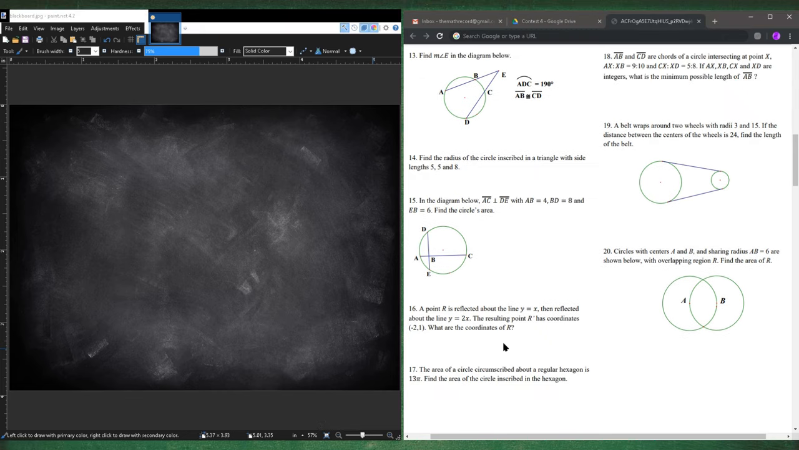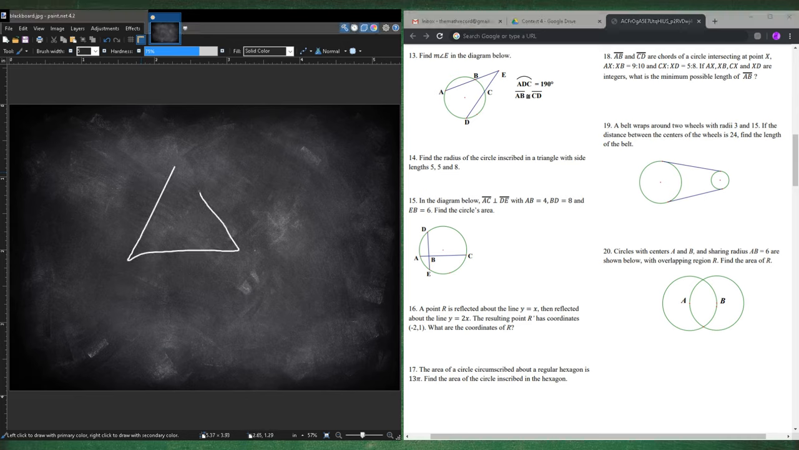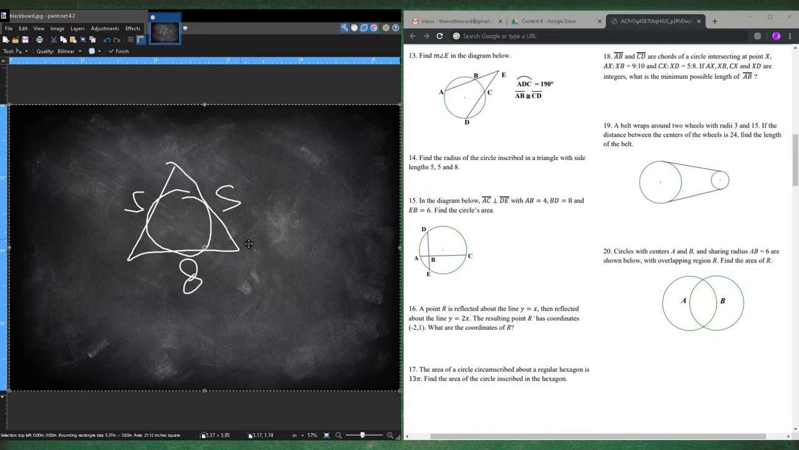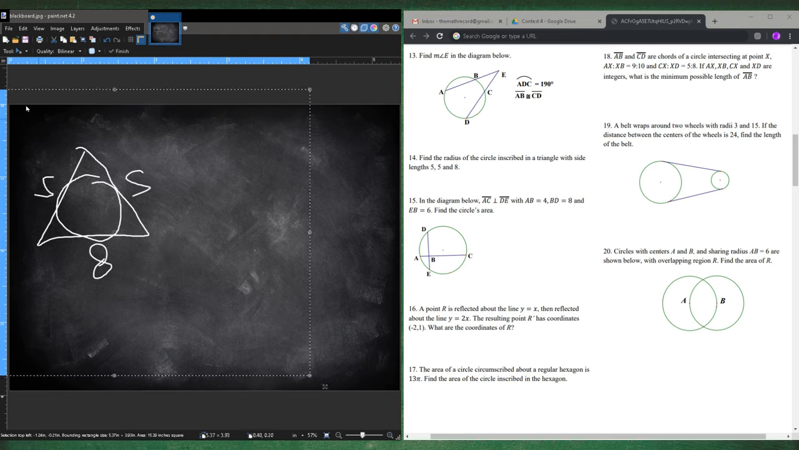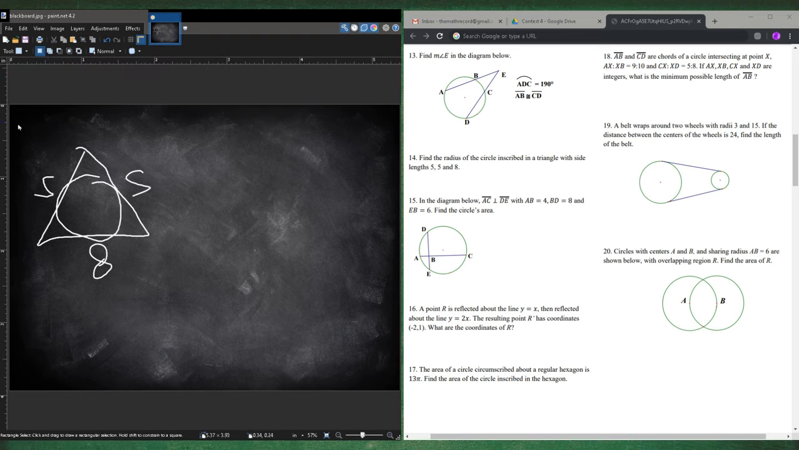Number 14, find the radius of the circle inscribed in a triangle with lengths 5, 5, and 8. So we have a triangle with a circle inside it, basically. That's what it means, a circle inscribed inside a triangle with lengths 5, 5, and 8. There's actually just a formula you need to know for you to solve this. So it's called an inscribed circle.